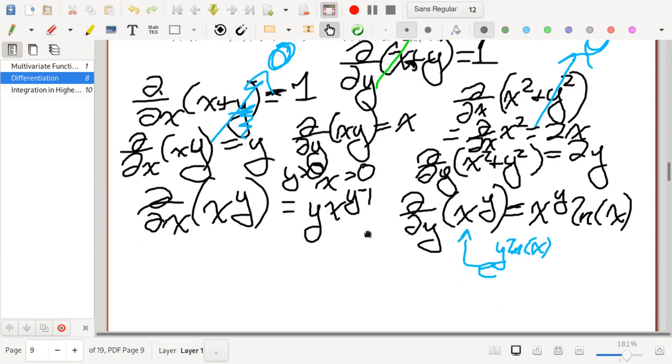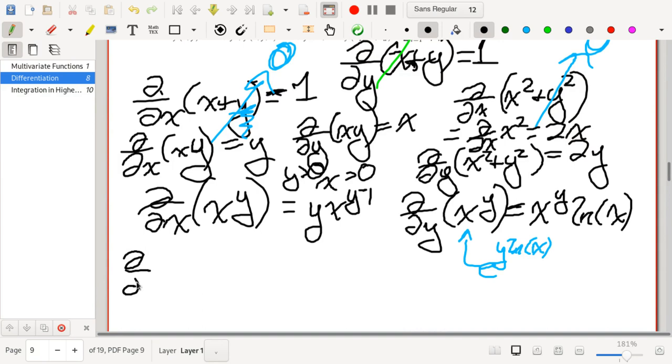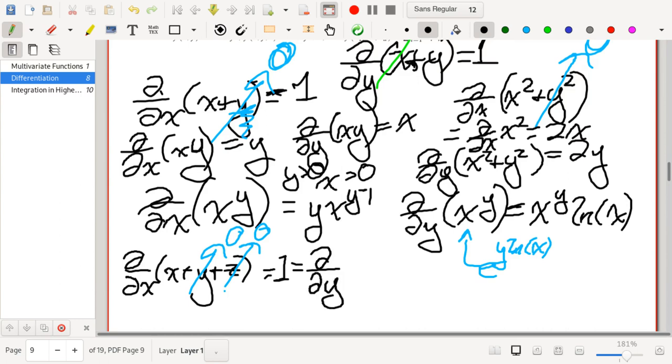Okay, let's keep going. Now I'm going to take the partial derivative with respect to x of x plus y plus z. And nothing's really different. This doesn't depend on x, so both of those things are going to zero, and you're going to get one. This is also going to be the same reasoning for the partial derivative with respect to y, and the same reasoning for the partial derivative with respect to z. It's just different variables are going to go to zero when we're working with those other partial derivatives. So x plus y plus z.